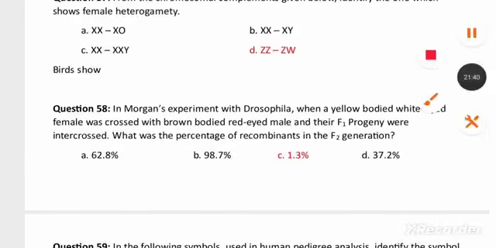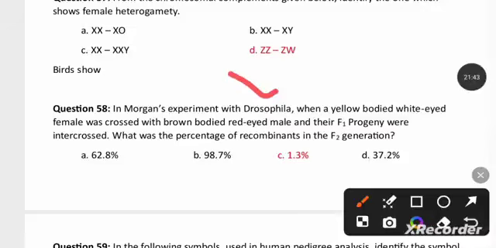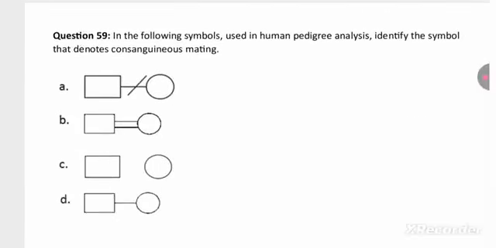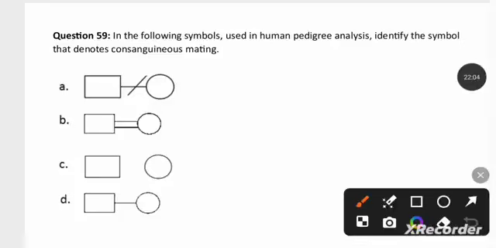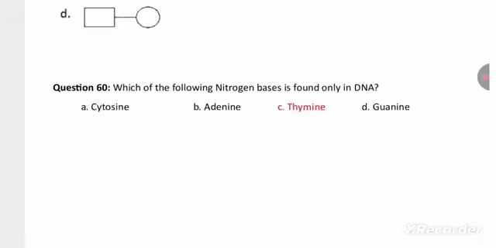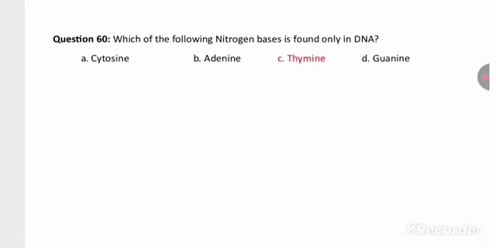In Morgan's experiment with Drosophila, when a yellow body white eye female was crossed with a brown body red-eyed male and their F1 progeny were intercrossed, the percentage of recombinant F2 generation is only 1.3%. So among the following symbols used in human pedigree, identify the symbol that denotes consanguineous mating, meaning mating between relatives. It is option B. Which of the following nitrogen bases is not found in DNA? It is thymine, and in RNA it is uracil.